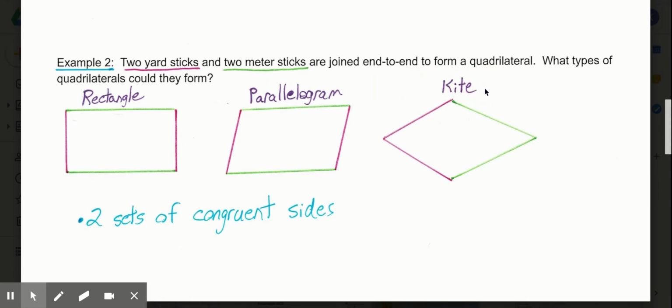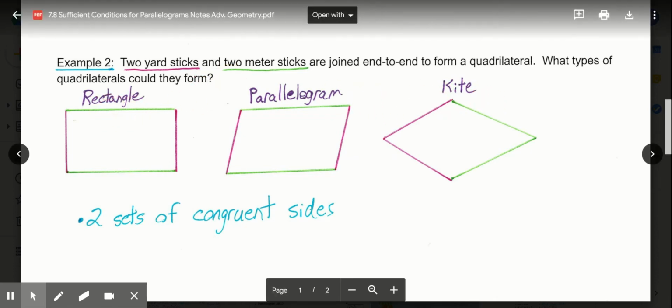And if we look at a hierarchy of quadrilaterals, all three of these share that condition of two sets of congruent sides.